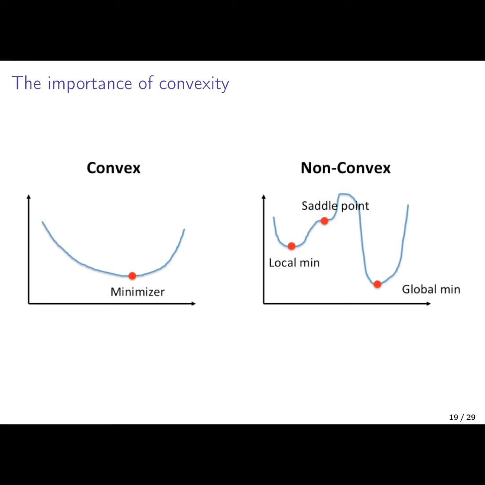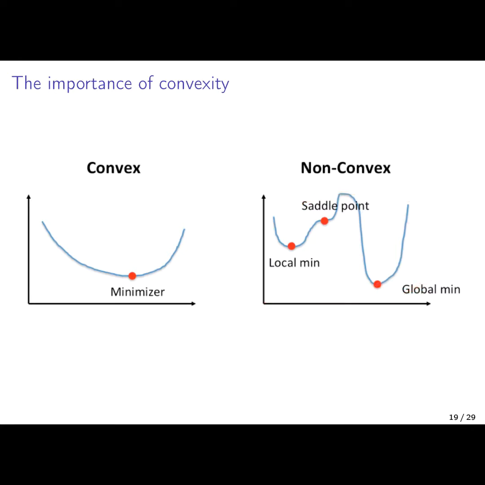Okay, and this is why convexity is super important, right? So we have two convex functions on the left and a non-convex function on the right. And you can see for the convex function, this point, the red dot here, is a minimizer in a neighborhood, but it's also a minimizer in the entire space, right? On the other hand, if you have a non-convex function, for instance here, this point is a minimizer in this neighborhood, but it is not a minimizer in the entire space because there is another one, right?